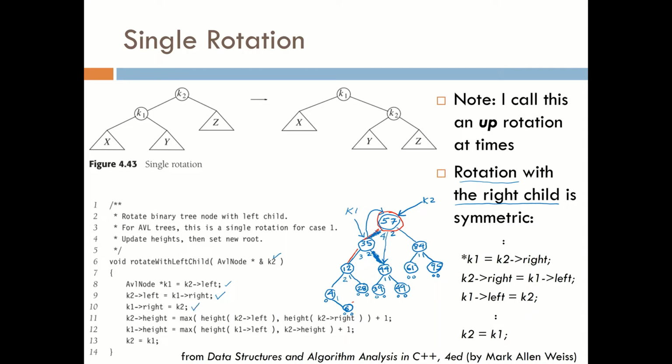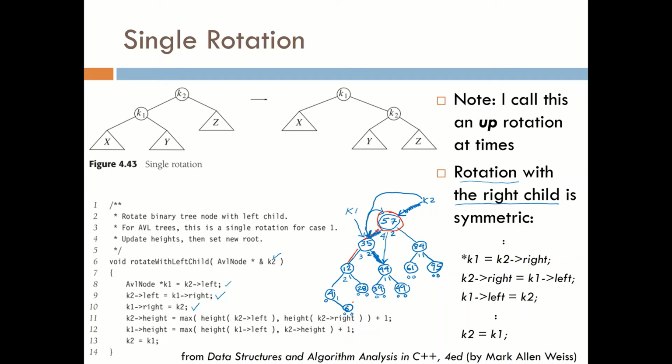And at this point, for all practical purposes, the algorithm is nearly over, because we're just setting the heights here. We're updating the heights. But then the key thing that we do is we set K2, which is a reference to a pointer in this case, equal to K1. So we break this and we make K2 point here to K1.